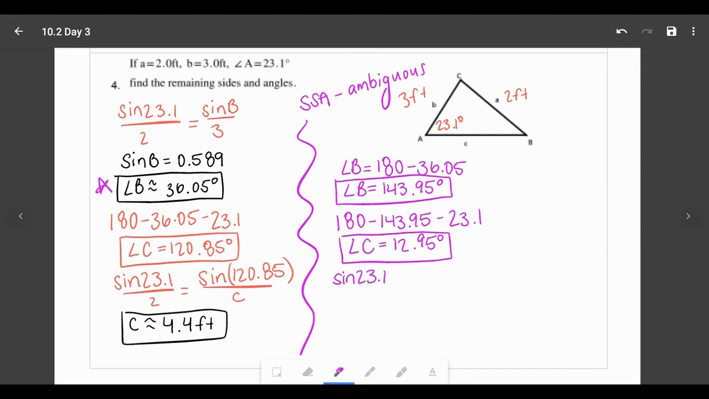We're going to do that by first setting up sine of angle A over side A, and we're looking for our new C. So sine of angle C, this new one, over our missing C. Do a little bit of algebra work here, and we get that C should be approximately 1.1 feet long.